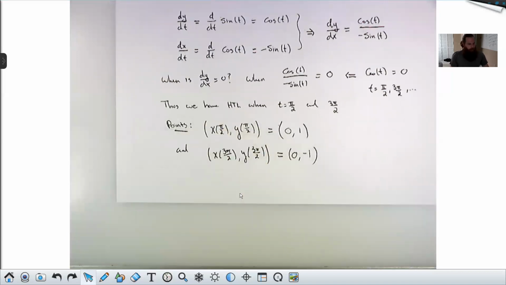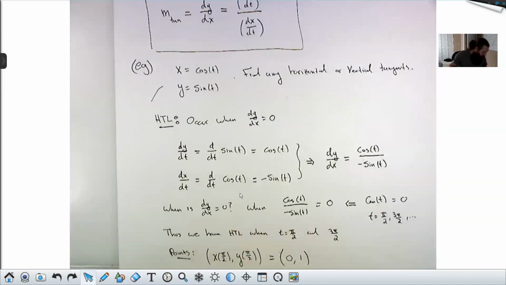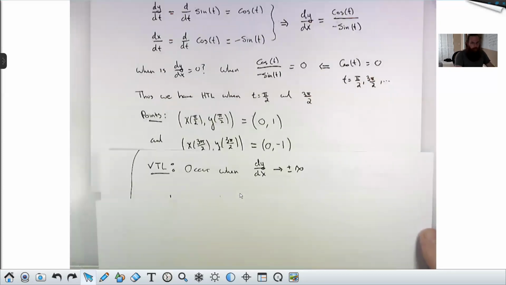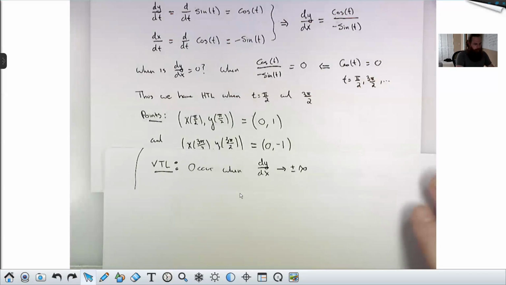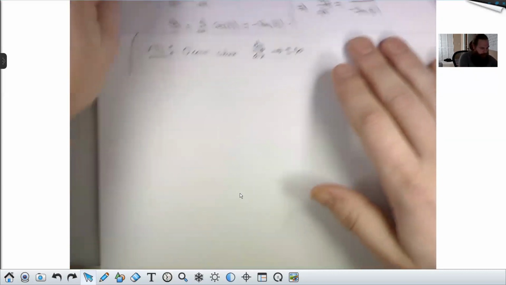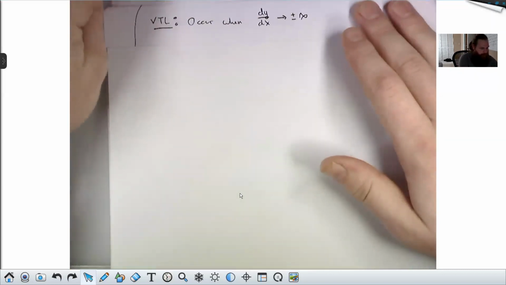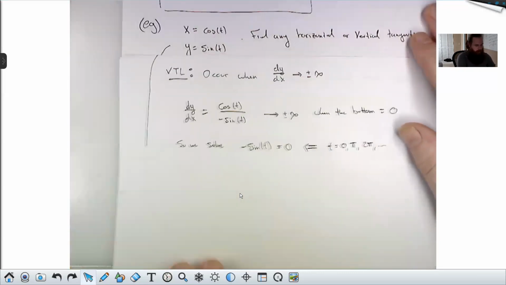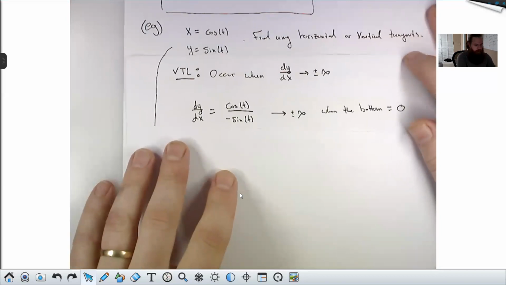Vertical tangent lines were what we went after next. And those are places where the derivative dy/dx, which defines the slope of the tangent line, gets big. So you'll have horizontal tangent lines when dy/dx is 0, and vertical tangent lines where dy/dx blows up to infinity.